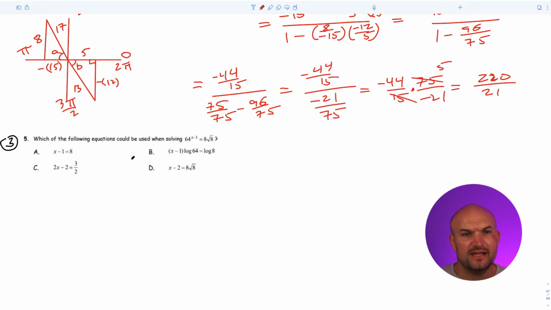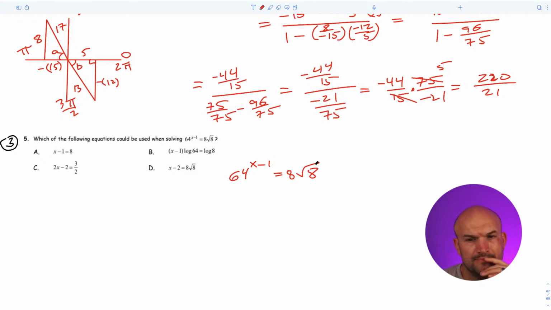So this one says, which of the following equations could be used when solving 64 raised to the x minus 1 equals 8 times the square root of 8? Okay. So what I'm immediately seeing, I do see logarithms are used. What I would do in this problem is I don't really want to deal with this radical, right?